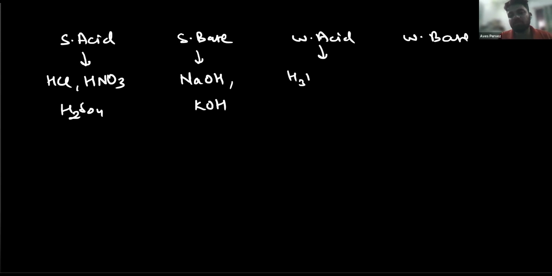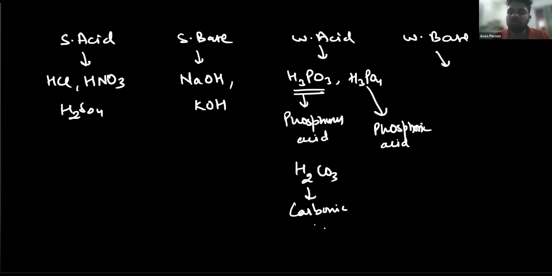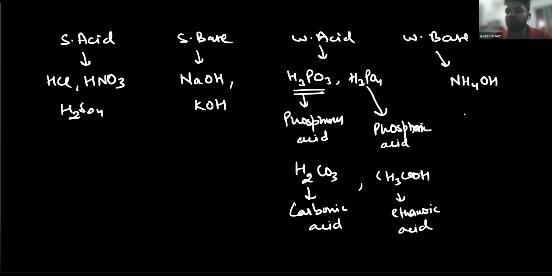Similarly, weak acids are H3PO3, which is phosphorus acid, and H3PO4, which is phosphoric acid. Similarly, H2CO3, which is present in cold drinks, is called carbonic acid. CH3COOH is ethanoic acid. And for weak bases, we have ammonium hydroxide.